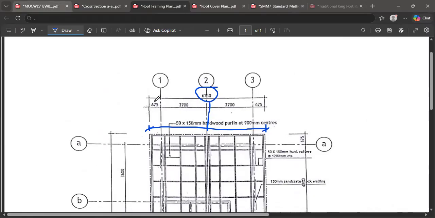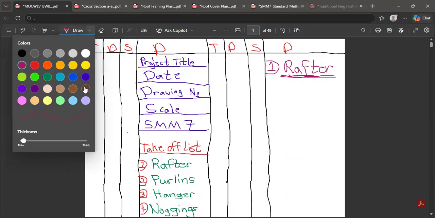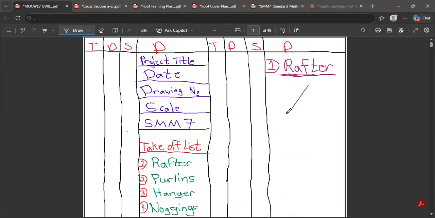So I'm going to draw it over here. Don't get confused. And that is the whole length of the rafter. So this is how the rafter is actually looking in an elevation view. The distance from here to here I'm talking about is the 675. 6750.